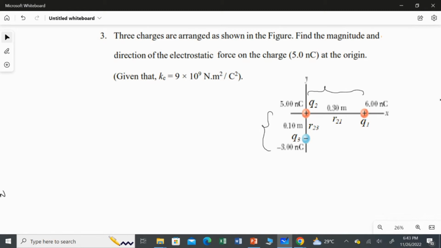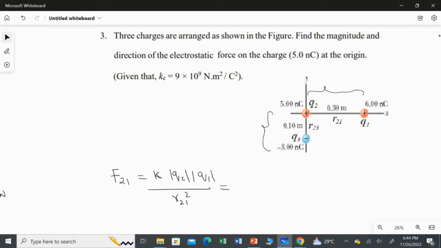What is the Coulomb's law for the first charge? So I am going to apply the Coulomb's law for charge 2 and charge 1. So F of 2 on 1. Clear? F of 2 on 1. K is the Coulomb constant, the magnitude of the second charge, the magnitude of the first charge over the distance between charge 2 and 1, which is R of 2 1 square. Clear? So I'm going to substitute the value.